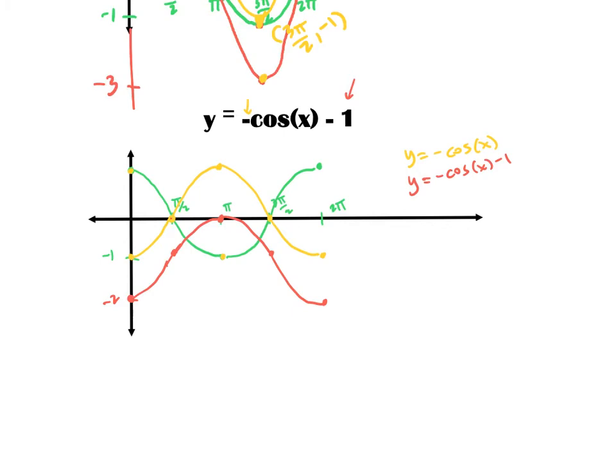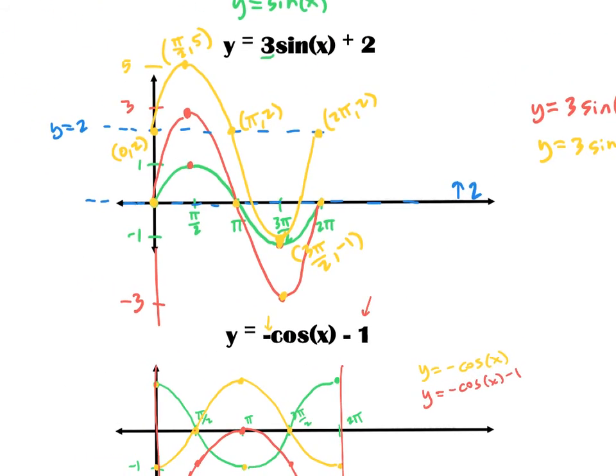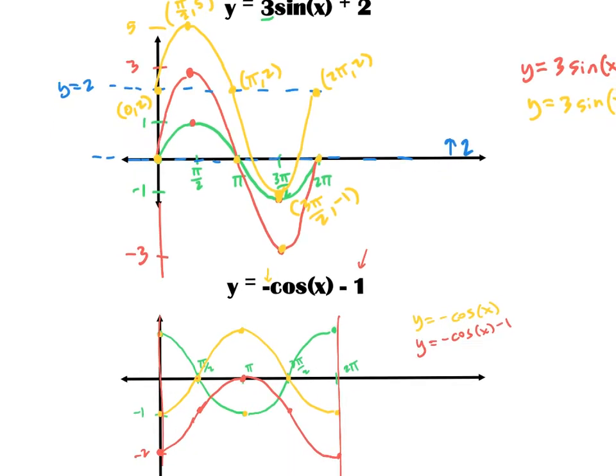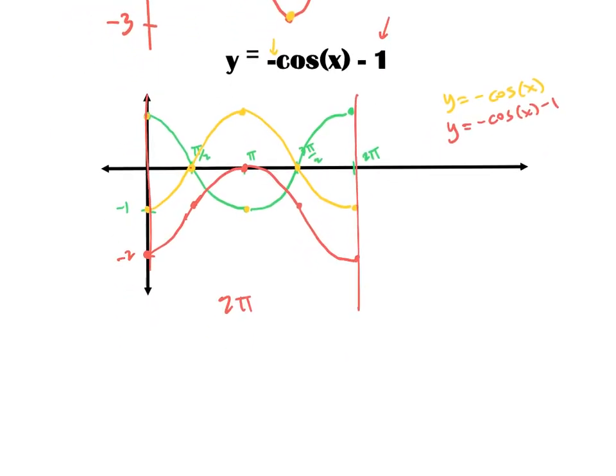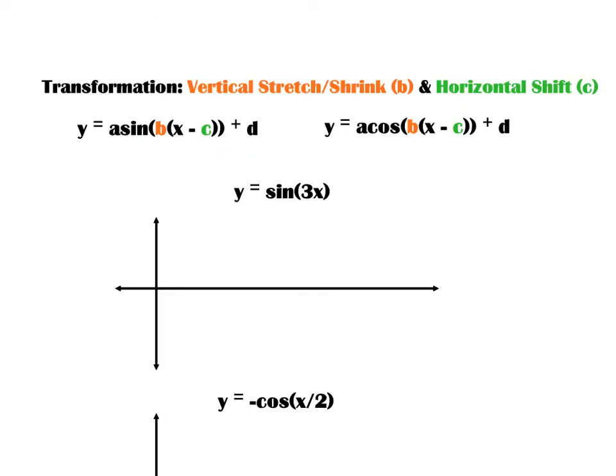Now, I haven't changed the period at all on any of these functions. You can see that the cycle is still 2 pi units. Nothing changed there. Same thing up here. Cycle didn't change, so the period has not changed. We've only been working vertical transformations. Okay, so let's take a look at some horizontal transformations, and then we'll get into some graph identification.